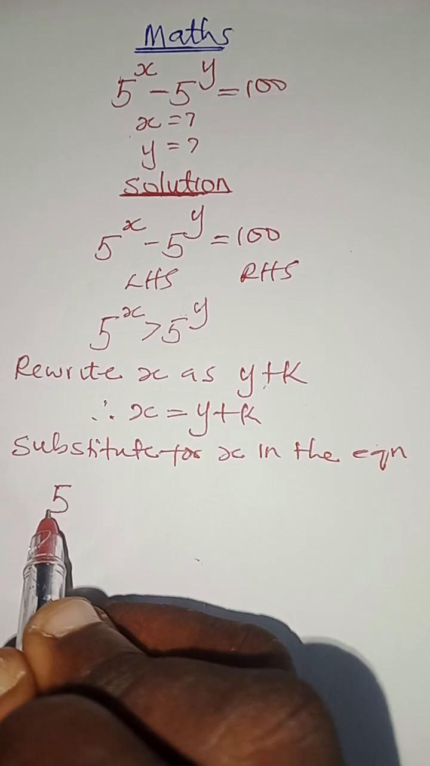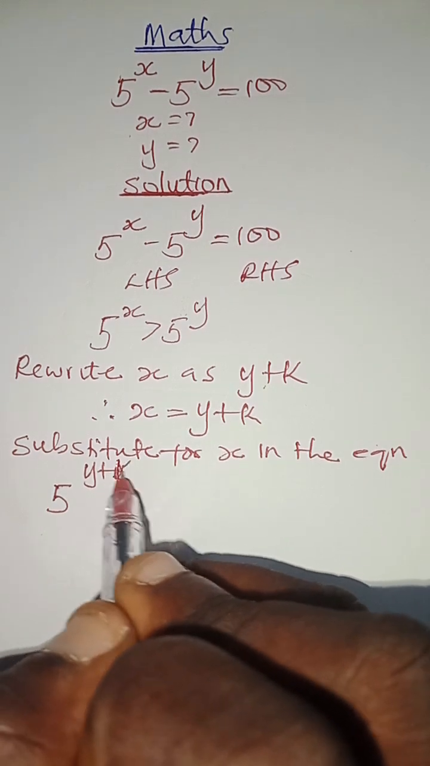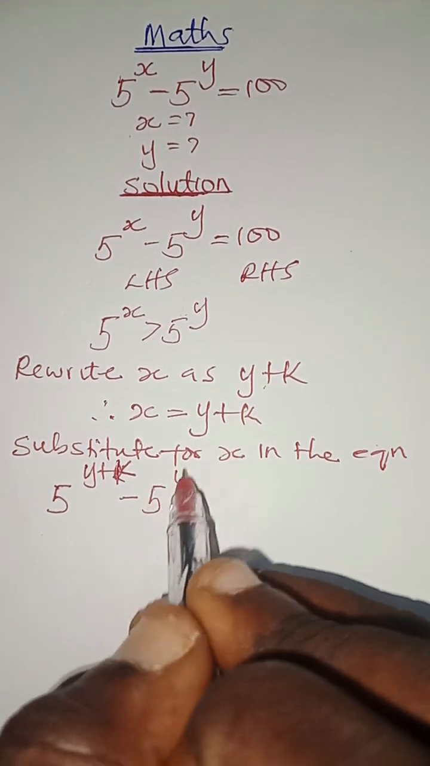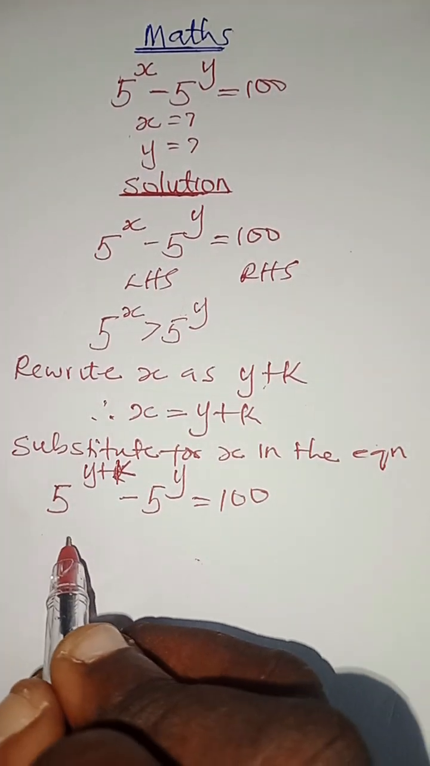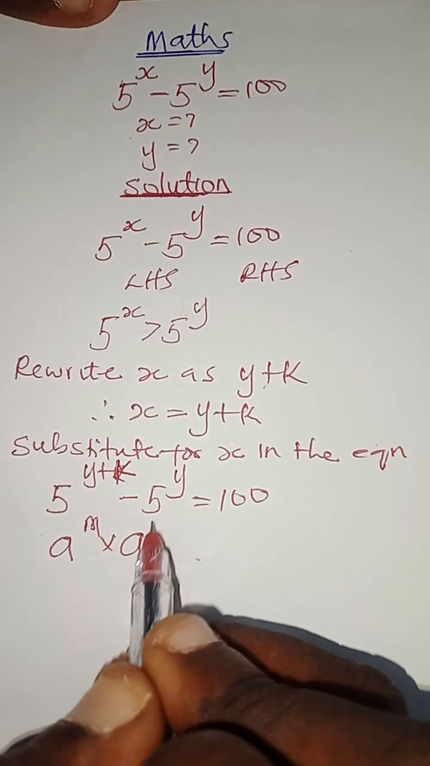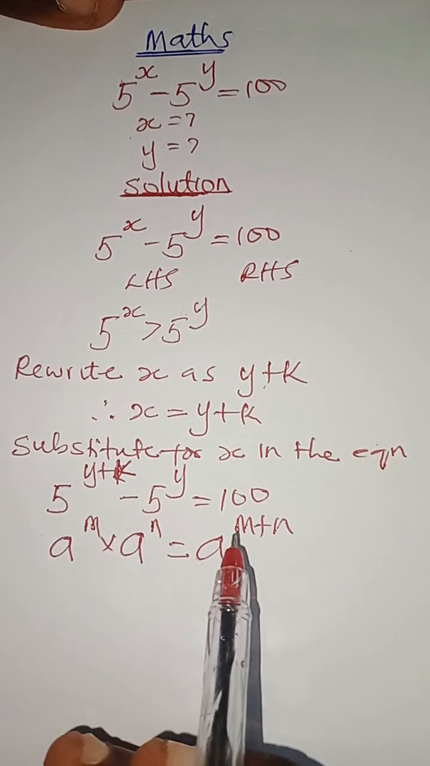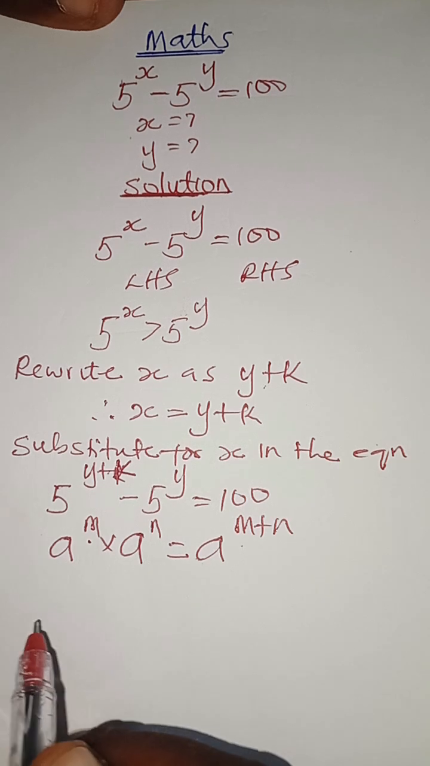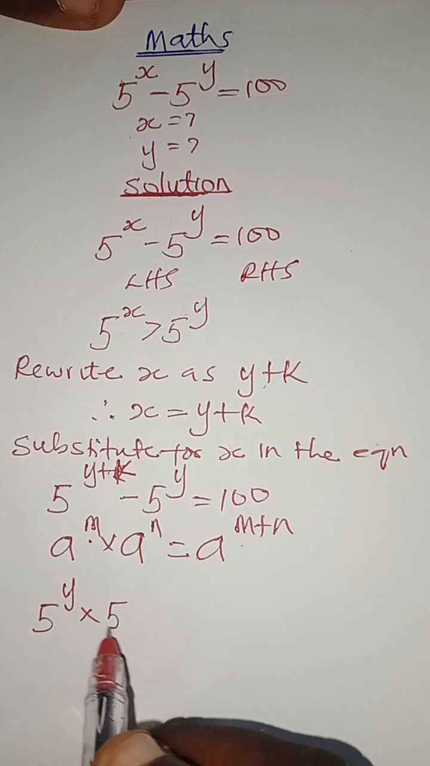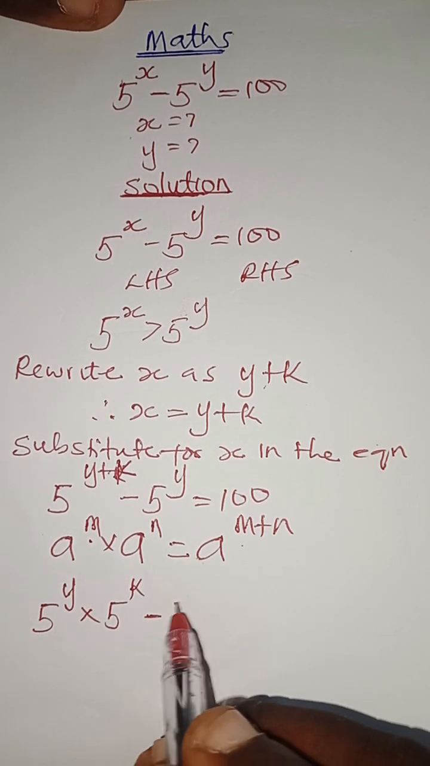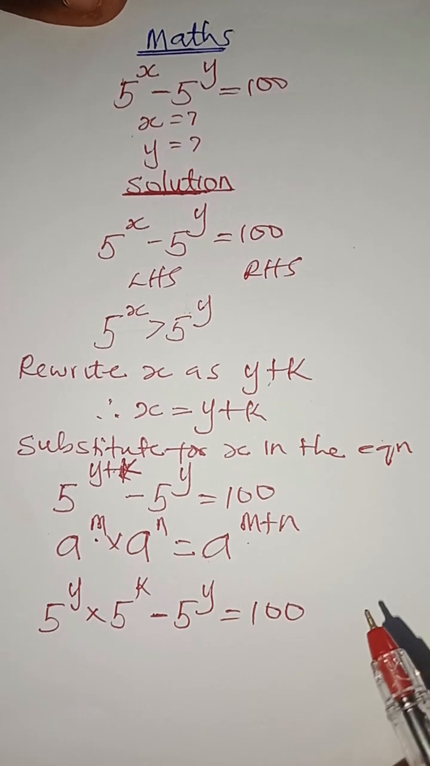So let's do the first one. Here, y plus k minus, this is k, minus 5 raised to the power of y equals to 100. So you still remember this initial law. So this looks exactly like this. So express this in form of this. So here you have 5 raised to the power of y multiplied by 5 raised to the power of k minus 5 raised to the power of y equals to 100. Don't scroll. Still follow us through as we solve it together.